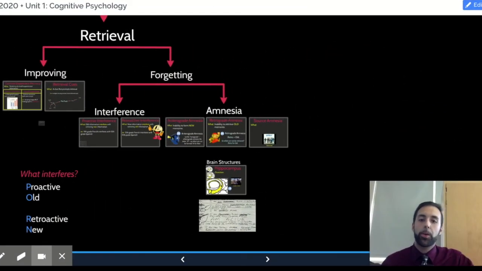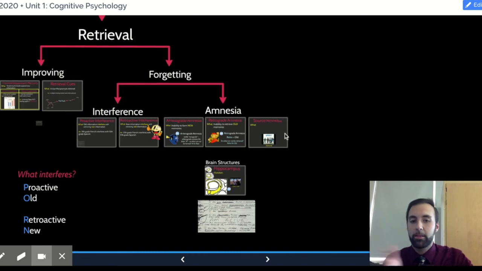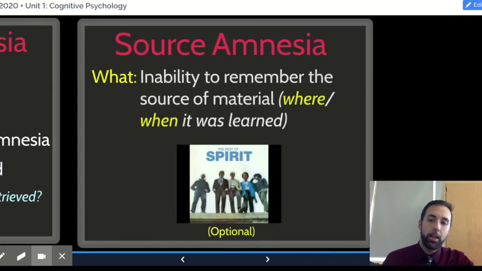So the final one we're going to talk about is source amnesia over here on the right. This is the final box of the whole unit. I'm going to play a small portion, hopefully you can hear it, of a song. You may have heard of the song. It's called Taurus by the band Spirit. I'm just going to play a few seconds of it.